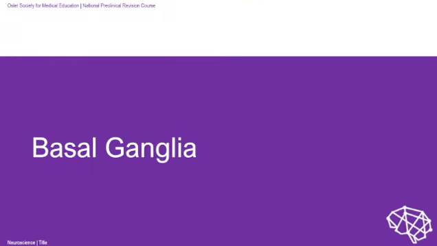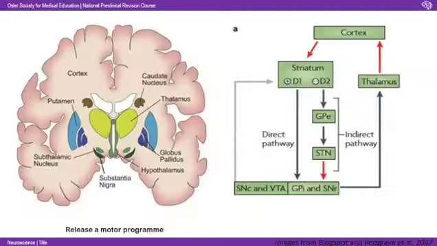Moving on to where the motor course gets interesting, we've got the basal ganglia and then the cerebellum. So the basal ganglia, hopefully this all looks familiar. It's all this stuff in the diagram on the left. And the most important thing to remember about the basal ganglia is it's releasing a motor program. That's the way to think about its function.